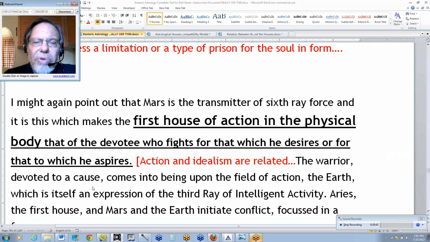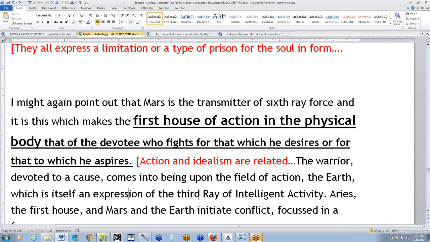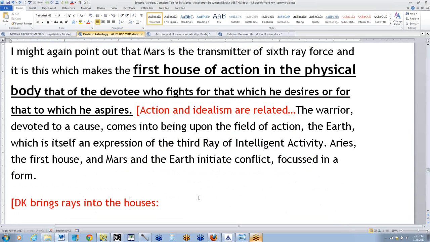The warrior devoted to a cause comes into being upon the field of action, the earth, which is in itself an expression of the third ray of intelligent activity. So Aries, the first house, and Mars and the earth initiate conflict focused in a form. This is the combinatory manner in which DK speaks. He manages to bring all of these factors into the discussion of the first house.